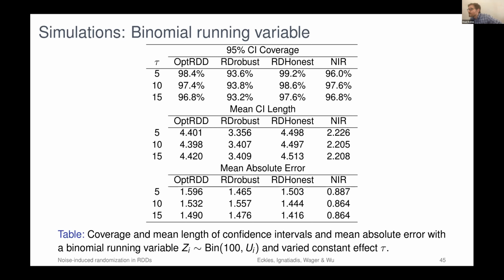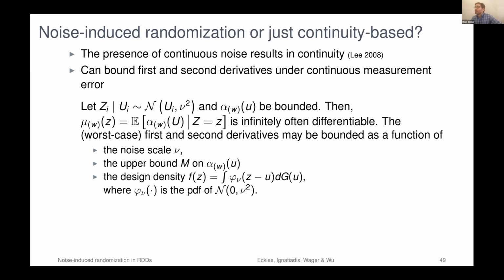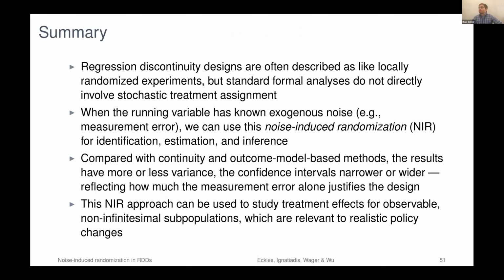So I think since we're short on time, I'll just skip ahead and summarize. So I think regression discontinuity designs are really appealing, and in part based on this kind of qualitative description that they're like locally randomized experiments, where units are as if randomized on either side of the threshold. But the formal analyses haven't really made sense of this or utilized this. So we use noise-induced randomization that's coming from noise in the running variable as the basis for identification, estimation, and inference.